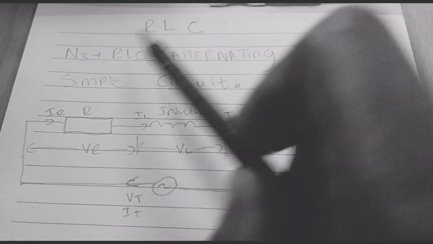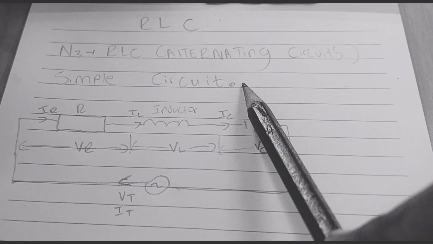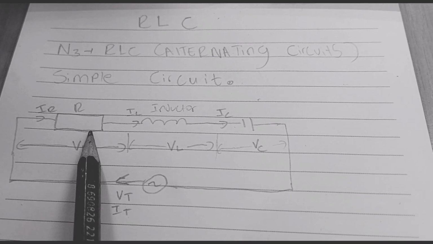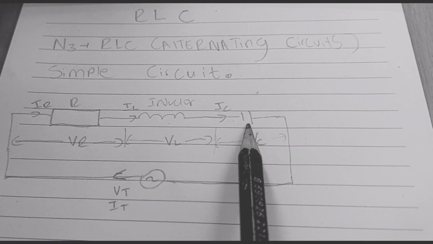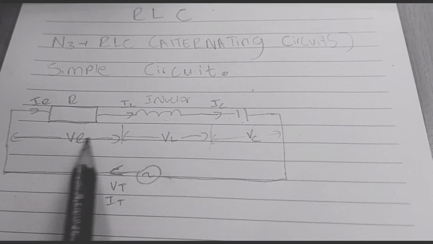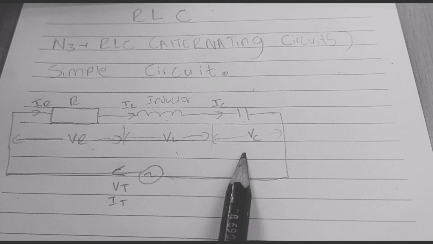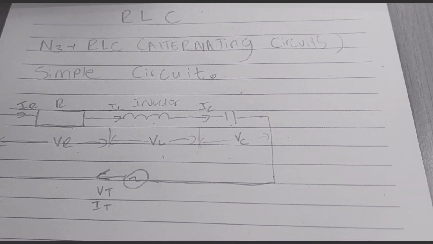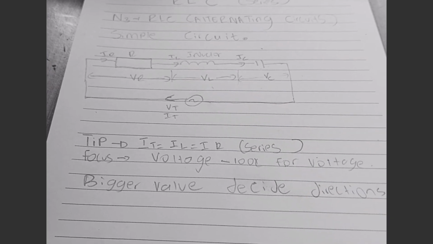Know that RLC circuits is an alternating circuit, and here is a simple circuit diagram which includes a resistor, inductor and a capacitor, guys. And since it's in series, know that the current is equal throughout, so the focus will be on the voltage, and each component has its own voltage, guys.